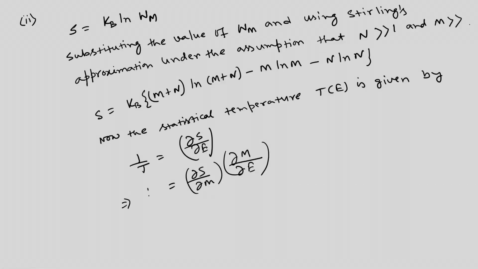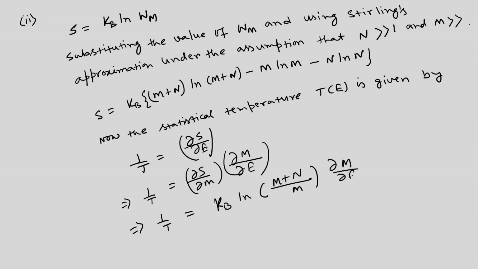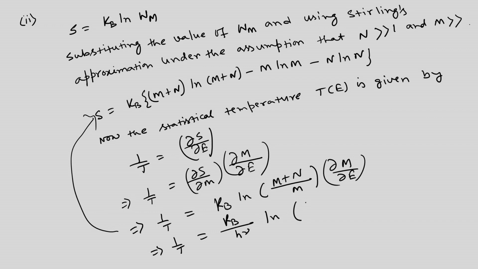so temperature can be expressed by 1 by T equals del S by del E, and then if we further proceed, we get 1 by T equals del S by del M times del M by del E, and so we get 1 by T equals Kb ln (m plus n) by m del m by del E. Okay, so, if we differentiate S with respect to m, we get del S by del m is Kb ln (m plus n) by m. Okay, so, we get 1 by T equals Kb by h nu ln (m plus half n plus half n) by (m plus half n minus half n).